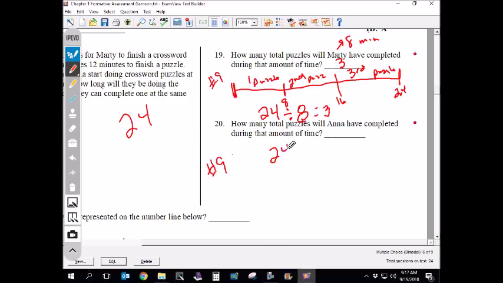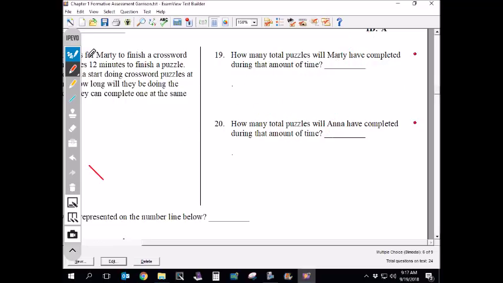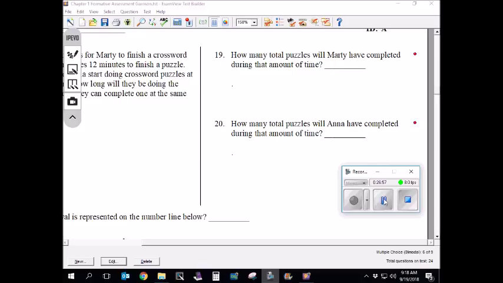So down here we'll do it that way. We'll do 24 divided by the 12 minutes that it takes Anna to finish a crossword puzzle, which is 2. So no work required on 19 or 20, but give yourself checks or X's on that. Everybody got that? Okay.